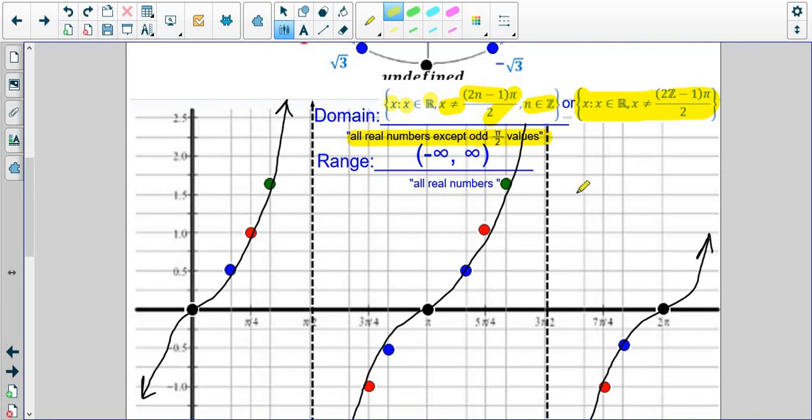All right, I hope you have enjoyed this video, and I hope it has helped you with understanding how to graph and use the unit circle to make parent functions for sine, cosine, and tangent.